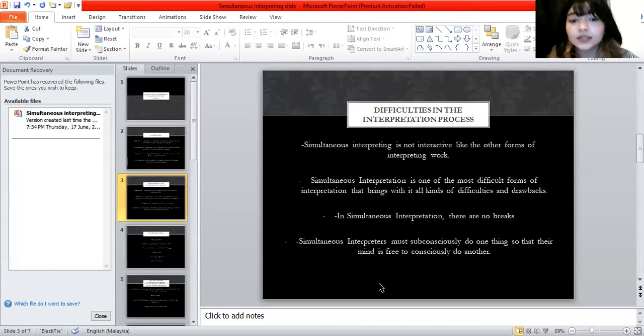And the last is that simultaneous interpreters must subconsciously do one thing so that their mind is free to consciously do another. They have to free their mind, and they can't think about anything else when they're doing interpretation, so it's not going to interrupt them, and they will deliver the message as the speaker says it. So they have to free their mind before doing their job.